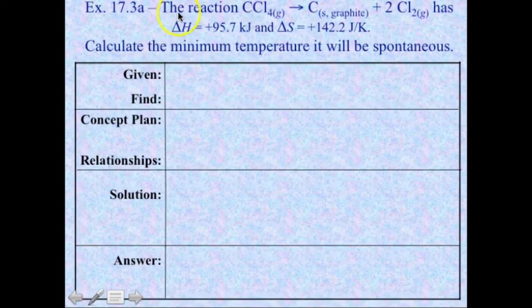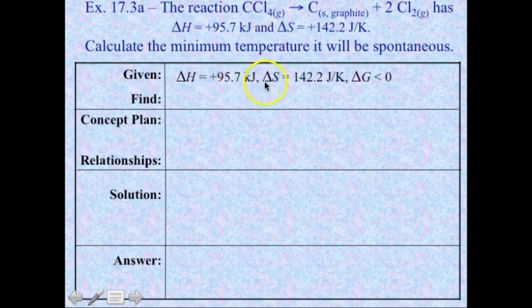So let's try this one. The reaction of carbon tetrachloride in the gaseous form yields carbon as a solid plus 2 moles of chlorine as a gas, and has a change in enthalpy of plus 95.7 kilojoules and a change of entropy of plus 142.2 joules per Kelvin. And it wants us to calculate the minimum temperature at which this reaction will be spontaneous. So here's our given information. We have to find the temperature above which the reaction is spontaneous.